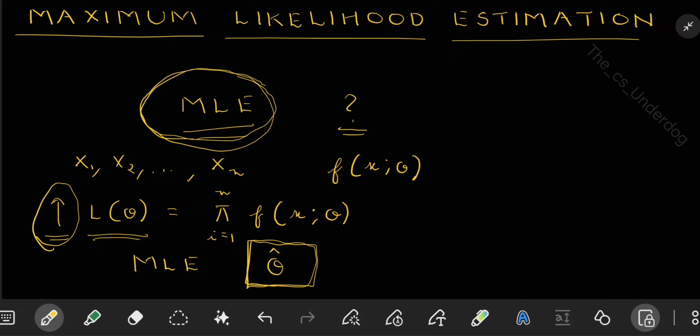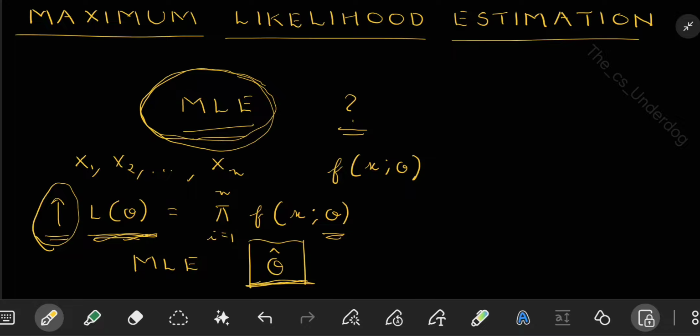MLE picks the parameter estimates that make the observed data most probable. This is what we learned in the last lecture about likelihood. Your data is already observed, then you have to pick the value of theta using MLE. So in likelihood, theta is a variable. In MLE, maximum likelihood estimate, from those variable values of theta, you want to find that particular value called theta cap, which will maximize your likelihood.